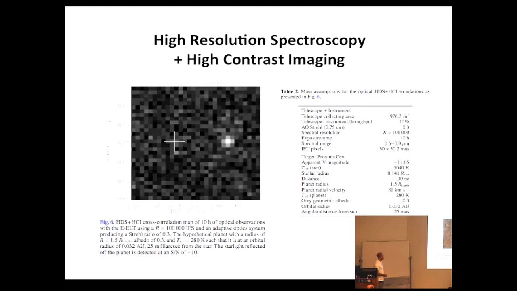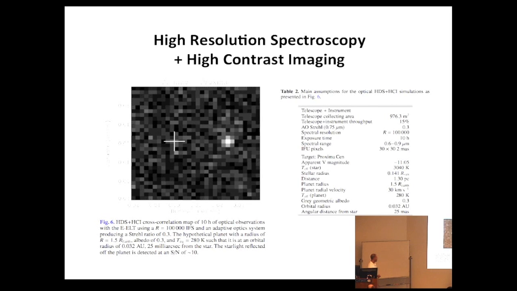And Ignas has also, of course, pioneered the combination of high contrast imaging and high-resolution spectroscopy. This is another paper of his, showing simulations applying the technique that he pioneered for Beta Pic b, and again doing this for smaller and cooler planets, potentially habitable planets.